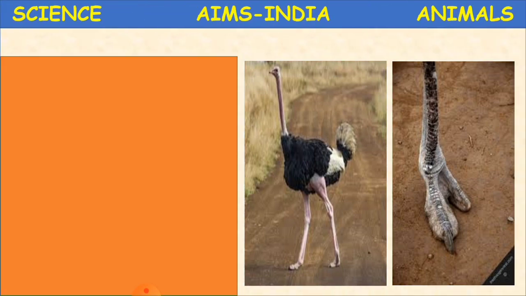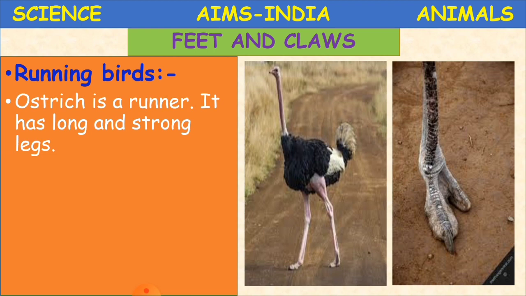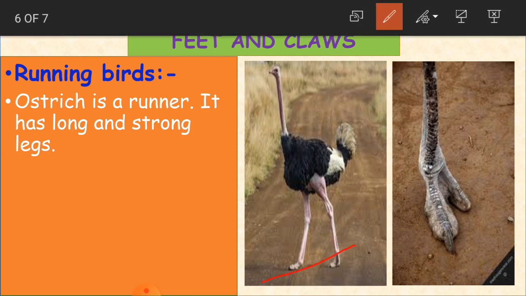Now we'll see the other type of birds, which we call running birds. Until now we know that animals can run very fast. But here some birds also can run very fast like animals. So we'll just see what they are. We call them running birds, like the ostrich. Here children, in the picture you can see this ostrich. So it is a runner. It has long and strong legs.